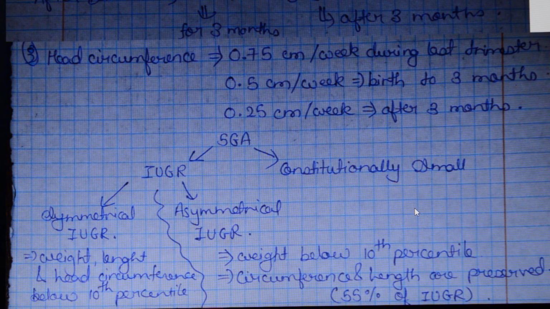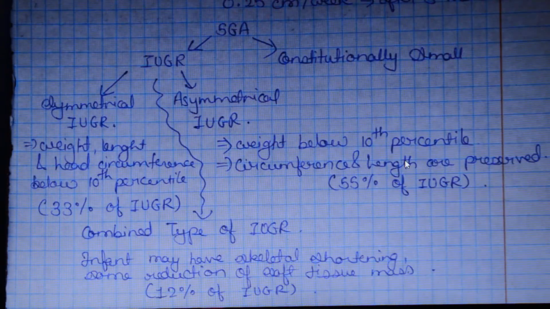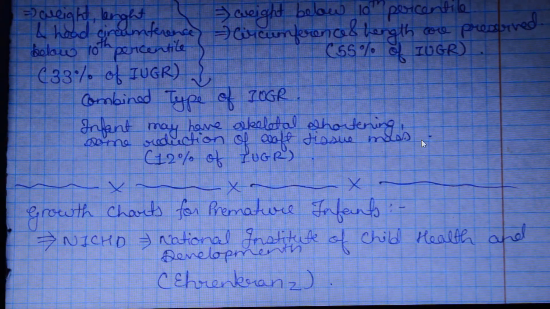Constitutionally small are apart from the IUGR ones. And IUGRs have also two groups, symmetrical ones and asymmetrical ones, which you can find over here. They have the same weight, length and head circumference below the 10th percentile. It means they have symmetry, all the factors are less. Whereas in asymmetrical ones, maybe any one factor is below the 10th percentile, but two of the factors are exactly the same as the appropriate gestational ones. So that is the difference between these two things.